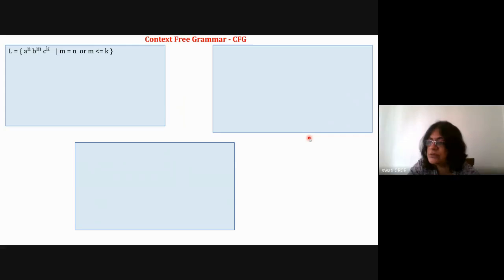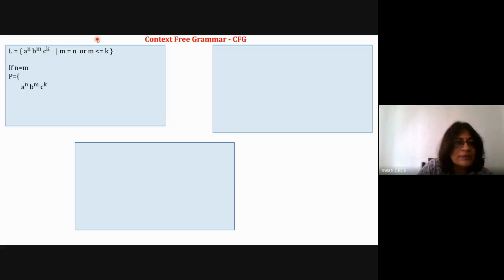So I'll give this problem. We can solve this particular problem. This can be the last problem, and then the remaining problems you solve as homework. A raised to n, b raised to m, c raised to k, where m is equal to n and m is less than or equal to k. Okay, the condition given is this.